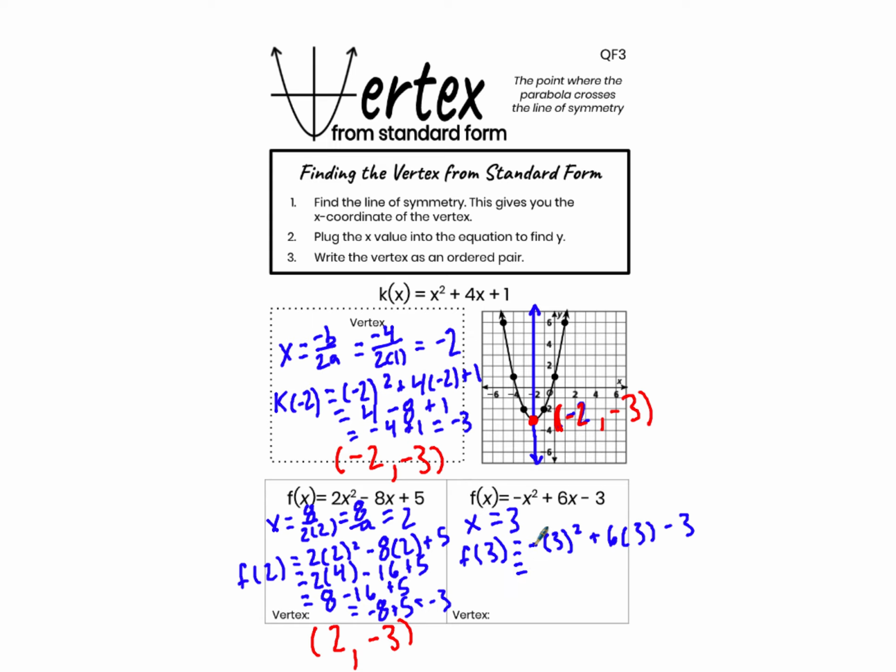This is equivalent to an invisible coefficient of negative 1, so I'm going to do negative 1 times 3 squared, which is 9, plus 6 times 3, which is 18, minus 3. Negative 1 times 9 is negative 9, plus 18 minus 3. Gosh, space is still tight. That is 9 minus 3, which is 6. That means the y-coordinate of my vertex is 6. So I am now done. My vertex of f of x equal to negative x squared plus 6x minus 3 is x equals 3, y equals 6.